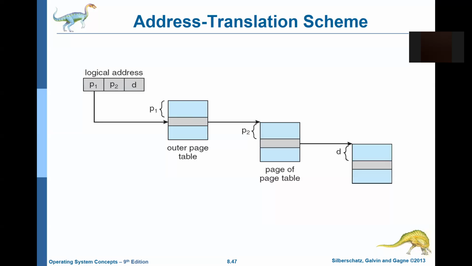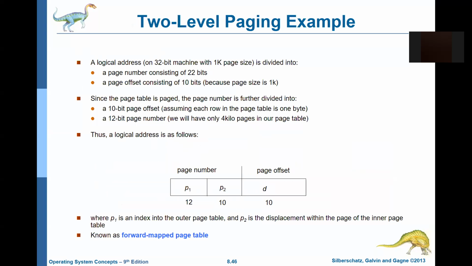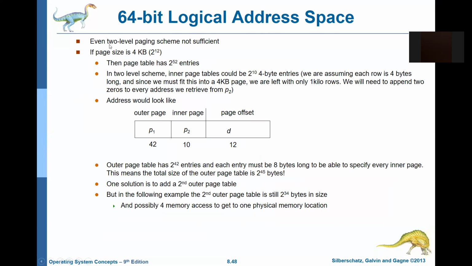All right. Let's go back to what the slides are. I'm just showing you a little bit of the complication here. So maybe now we can understand better the next slide. Assuming each row in the page table is 1 byte, that's what I was saying. Now, even a 2-level paging scheme is not sufficient.